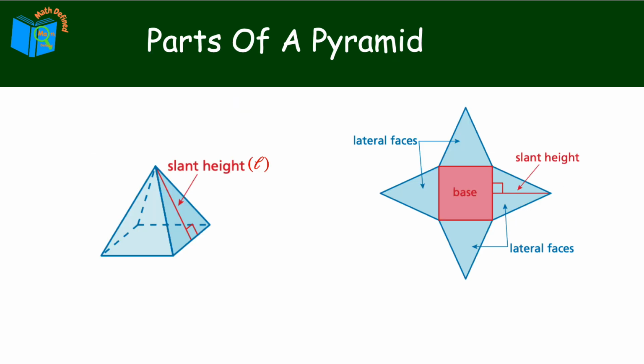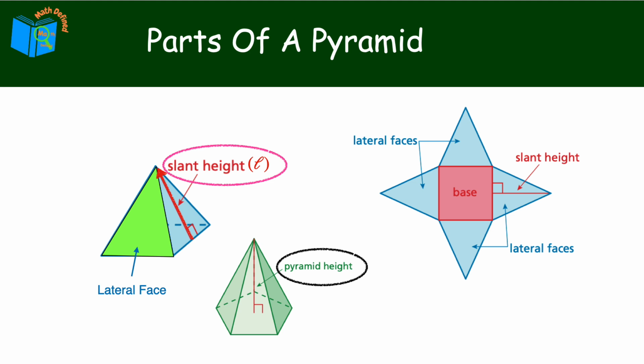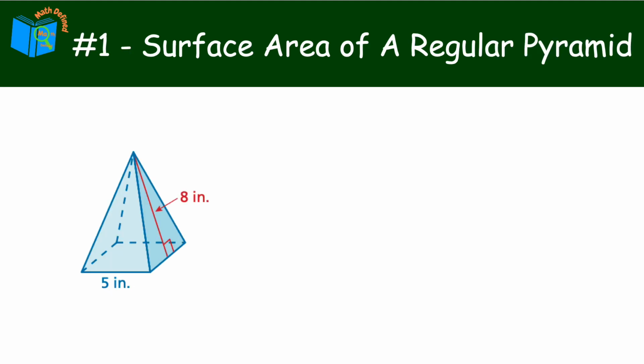Before we begin, there are a few important parts of a pyramid that you need to know. The base is the flat shape on the bottom. The triangular faces of the pyramid are called lateral faces. Slant height is the height measured along the triangular lateral face. It is not the height of the pyramid. The actual height of a pyramid is the length from the middle of the base to the vertex, or top, of the pyramid. The surface area of any pyramid is the sum of the area of its base and the areas of all its lateral faces.